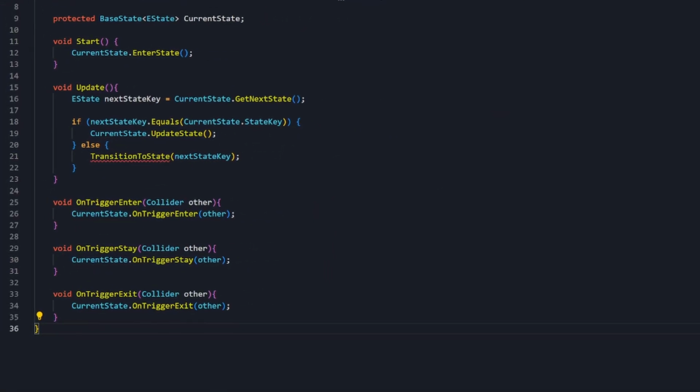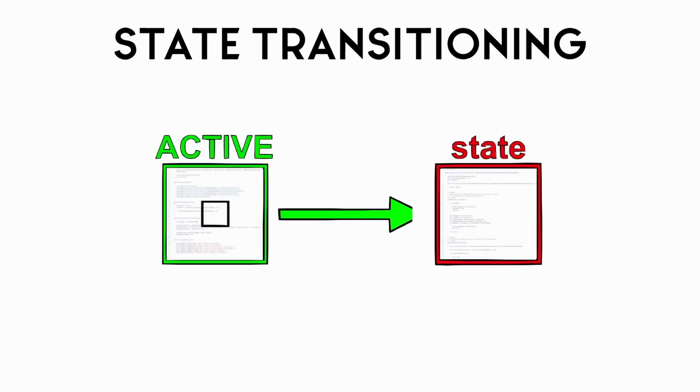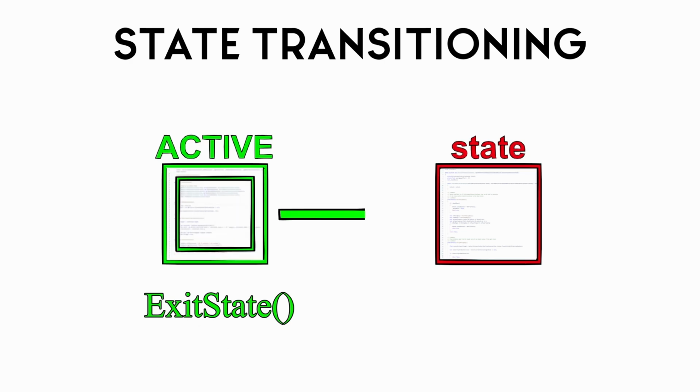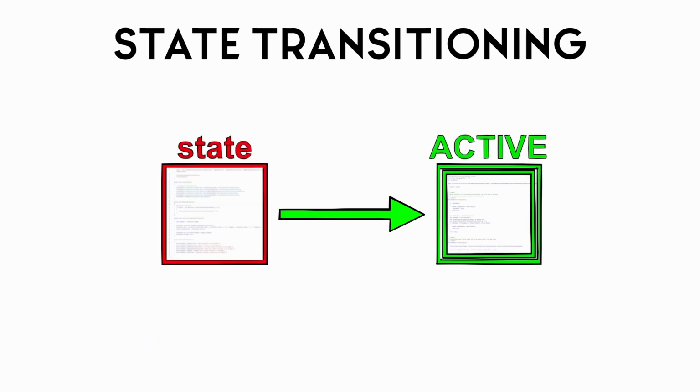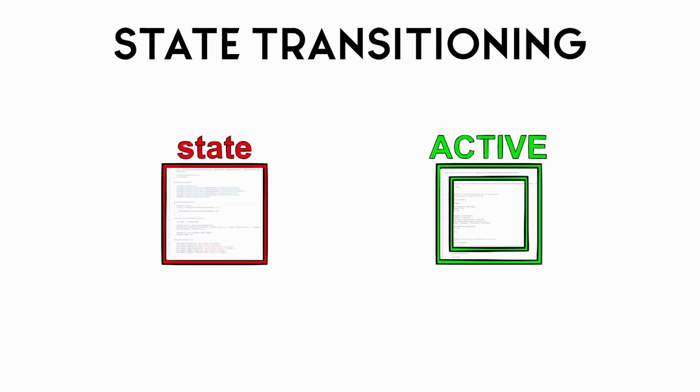Awesome. Now we just need to define TransitionToState. When states change in a state machine, the ExitState method is invoked on the active state, allowing it to perform any necessary cleanup logic before moving to the new state. Afterward, the new state is activated, and that state's EnterState method is called to initialize any required state-specific logic. Then, the transition is complete.